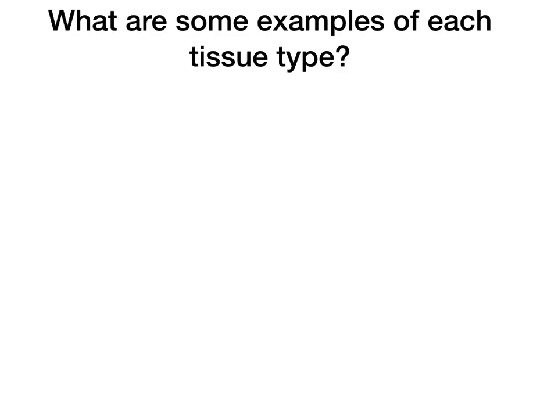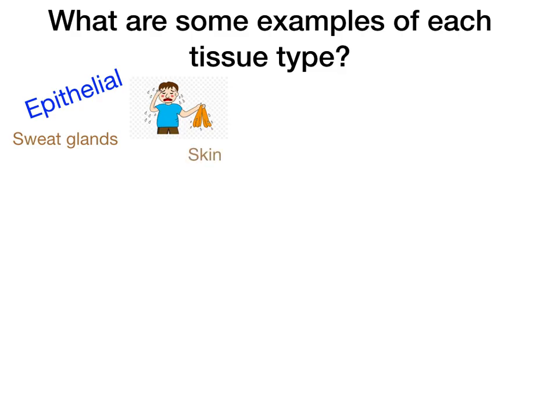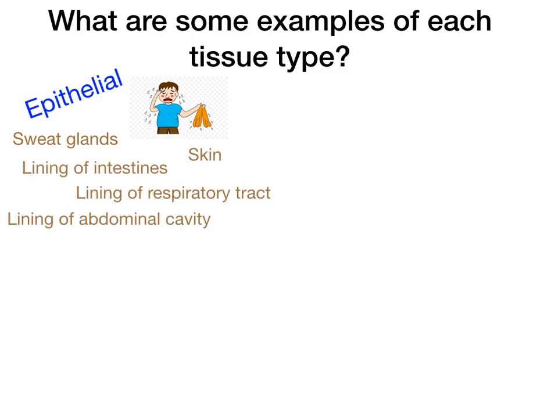So what are some examples of each type of tissue? So we start with our epithelial tissue. We kind of talked about that already, which skin is an example of that. But there are definitely some other ones. We have our sweat glands. We have our skin. We have the lining of our intestines, the lining of our respiratory tract, and the lining of our abdominal cavity. These all are comprised of the epithelial tissue.